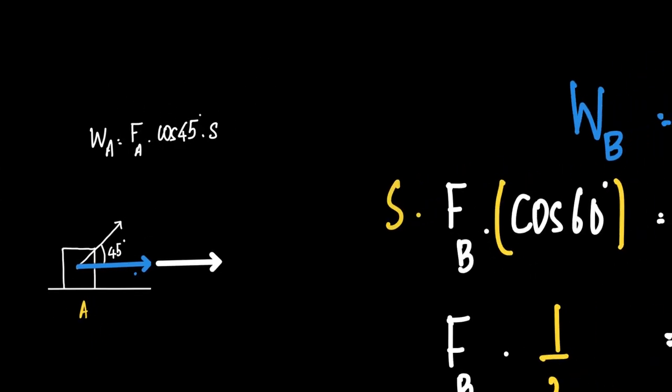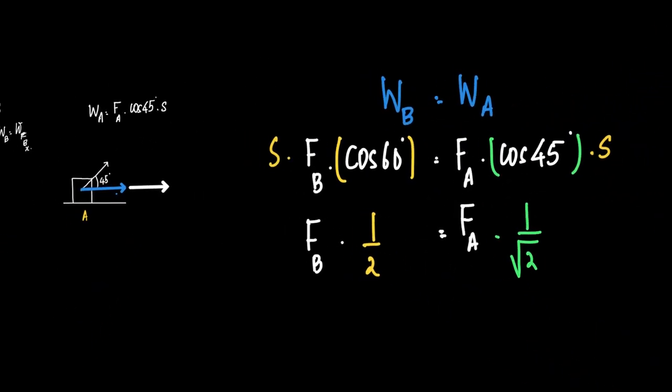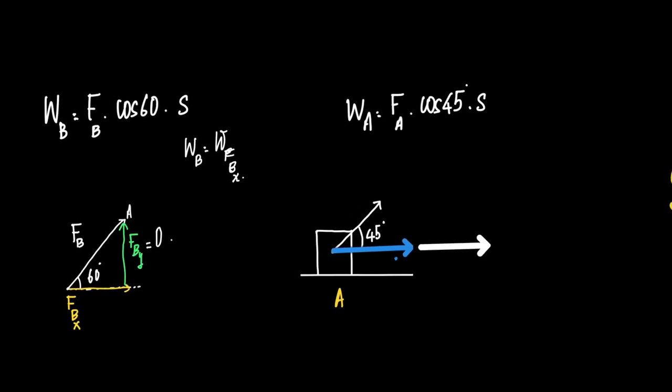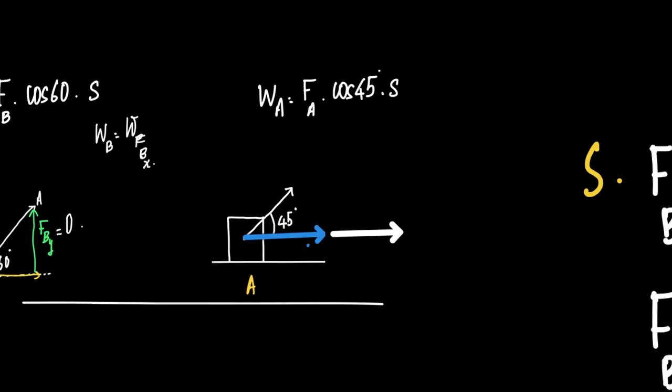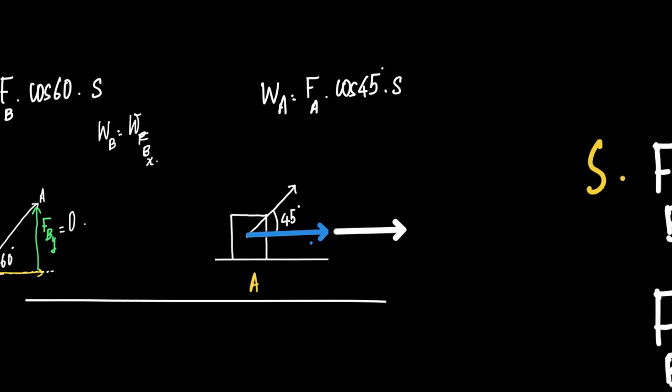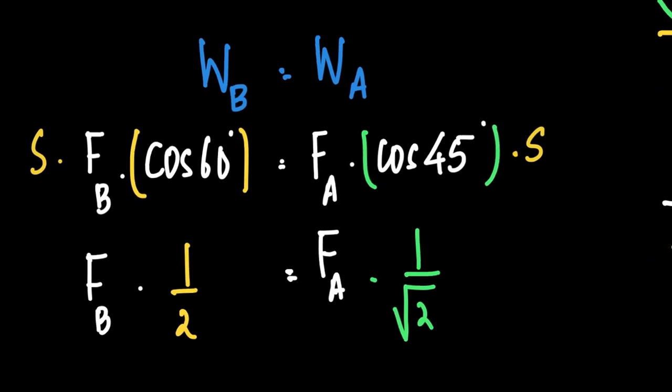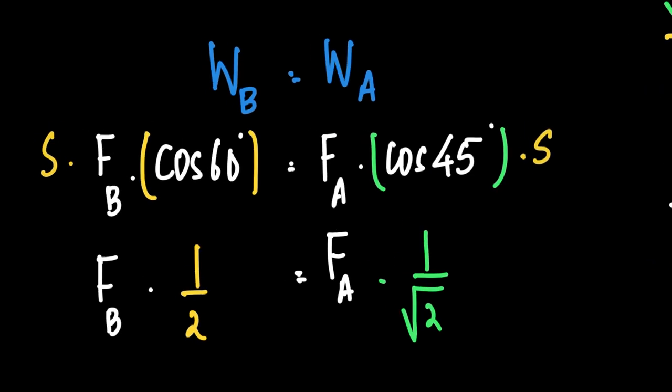Now, if you compare these two, work done by B is FB cos 60 into S, work done by A is FA cos 45 into S. The only difference being 45 is being replaced by 60 in B, right? Okay. Now, it is given in the question that work done by B is equal to work done by A. What is work done by B? FB into cos 60 into S. What is work done by A? FA into cos 45 into S.